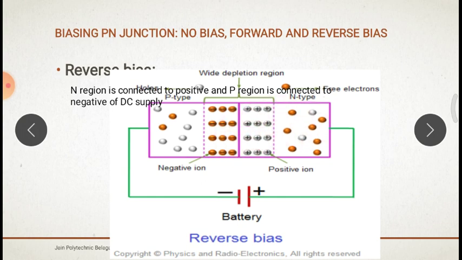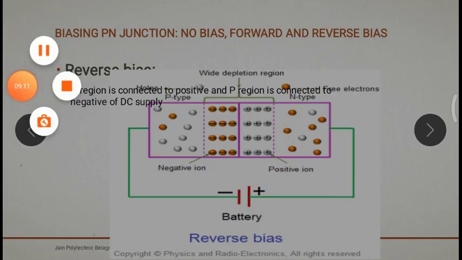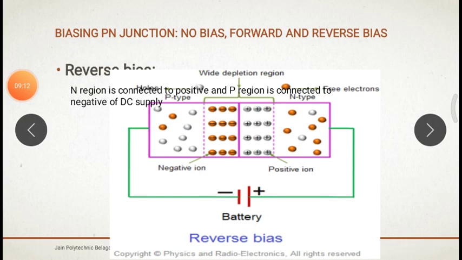As a result, there will be no current flowing in the diode, but since minority charge carriers are very few, a very small current will start to flow. It is negligible. That is about the reverse bias condition. So the diode will start to conduct only during the forward bias condition and not conduct during the reverse bias condition. So you have to remember this.